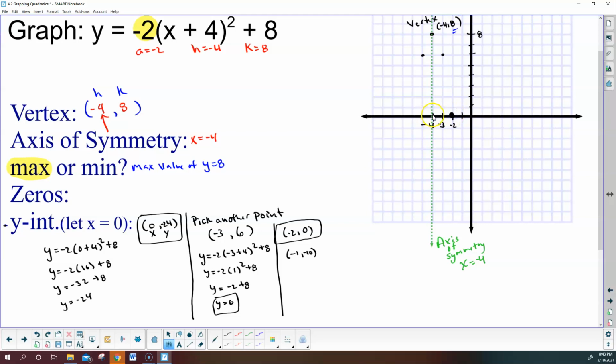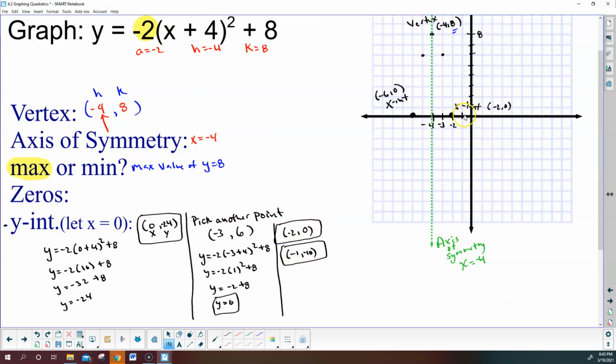And then if I reflect this over, I'm going to go 2 units to the left. That gives me another 0, which are my X-intercepts, right here at the spots -6, 0 and -2, 0. And then if I plot the next point that I got, if I plugged in -1, simplified, I ended up getting -10.